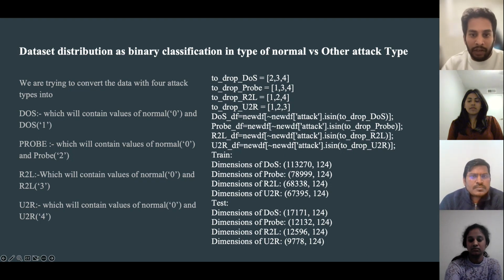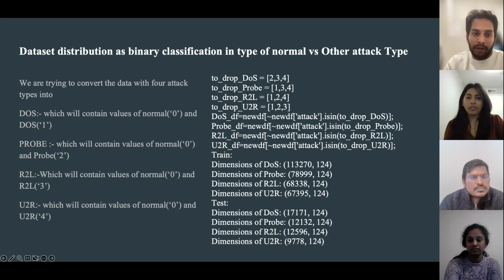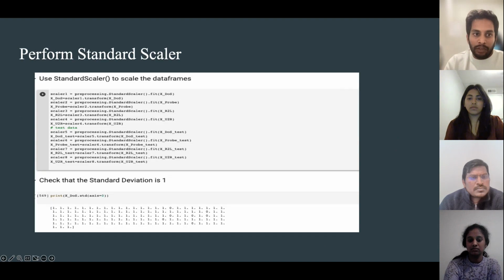And on the right side, if you see, we have this code snippet where we will be doing the process which I have explained. And after splitting the data set, we can see the dimensions for the DOS, probe, R2L, and U2R for train and also test. So after dividing it by attack, we'll be performing standard scaler. Standard scaler is used to resize the distribution of values so that the mean of the observed values is 0 and the standard deviation is 1. So here we perform standard scaler on each and every attack data frame.